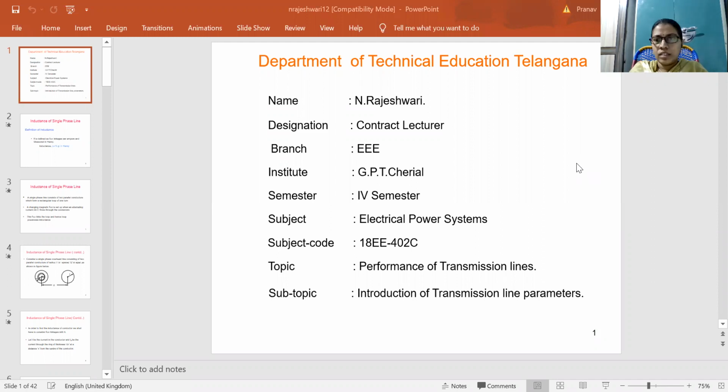I am dealing with the subject electrical power systems, and today I will discuss the introduction of transmission line parameters. So what are the transmission line parameters? How do we use these parameters in transmission lines? What is the calculation of these parameters in the performance of transmission lines?